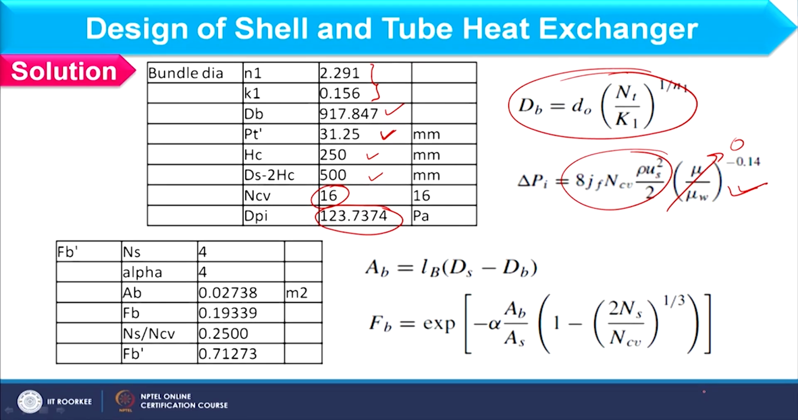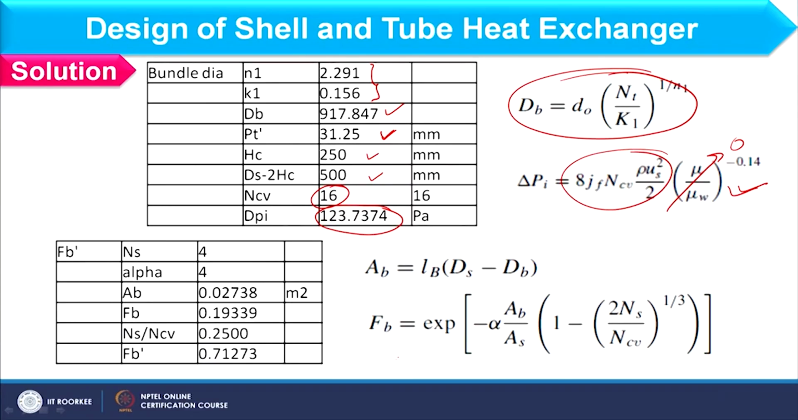So, let us start with the bypass correction factor. Now, in this problem, the number of sealing strips is already fixed, which is equal to 4, right. And you have this expression of FB where the alpha value is equal to 4 also, because it is in the turbulent zone. So, AB you can obtain from this, because you already know DS, DB and LB.